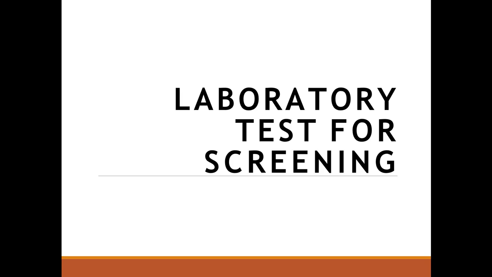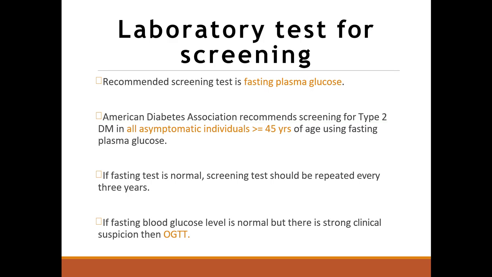Laboratory tests for screening. What are laboratory tests for screening? The recommended screening test is mainly fasting plasma glucose. The American Diabetes Association recommends screening for type 2 diabetes mellitus in all asymptomatic individuals greater than or equal to 45 years of age using fasting plasma glucose. If the fasting test is normal, the screening test should be repeated every 3 years. If fasting blood glucose level is normal, but there is strong clinical suspicion, then an oral glucose tolerance test.